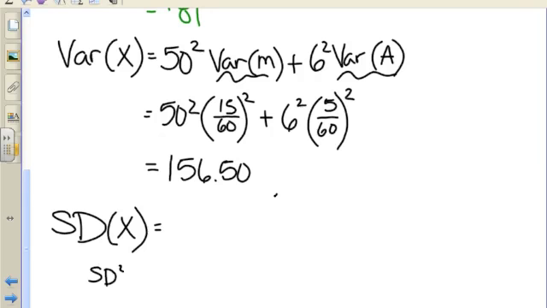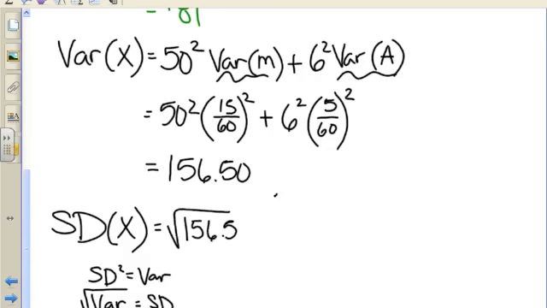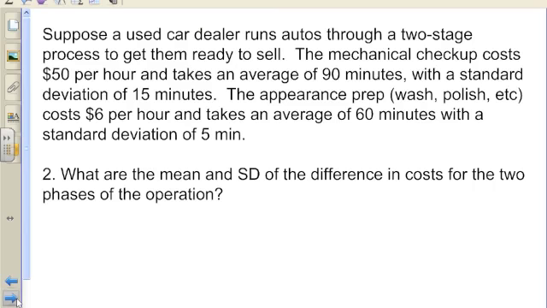Remember, standard deviation squared is variance. So if I have variance, I need to square root to get me the standard deviation. So I'll take the square root of that 156.5, and that gives me approximately, in my calculator, 12.51. And remember, we're still talking about a cost, so this would be in dollars. All right, let's go ahead and take a look at 2 more problems with this same story.